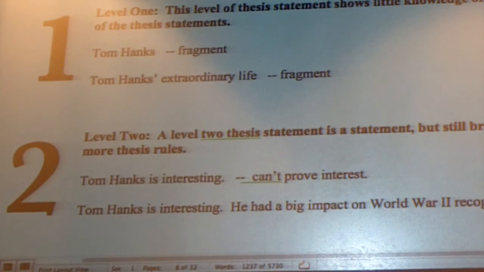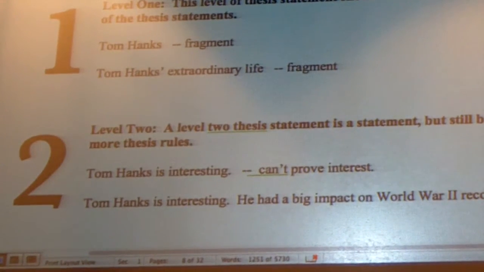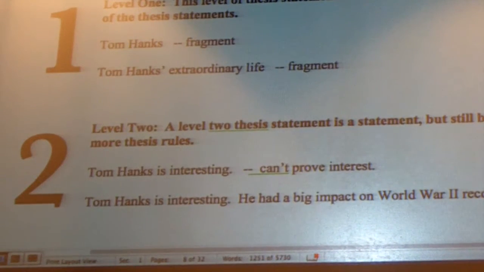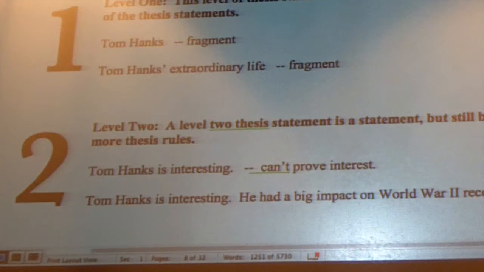Okay, so then we get down here. Tom Hanks is interesting. He had a big impact on World War II recognition. It's 2 sentences. Can I prove that he had an impact on the recognition of World War II veterans? Yes, and for those of you who don't know, after the movie Saving Private Ryan, Tom Hanks really made it his life's work to get a World War II memorial, and he does all sorts of things for veterans.